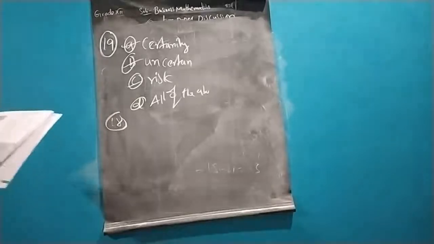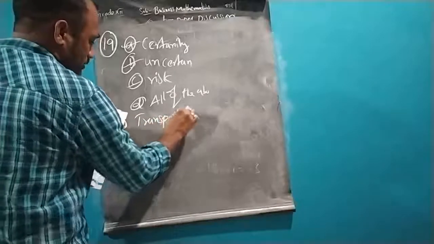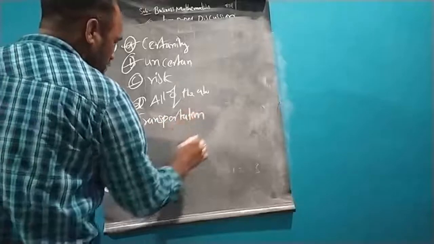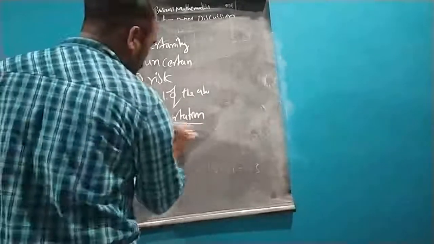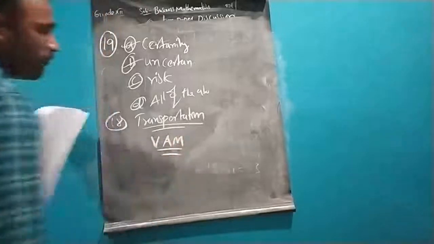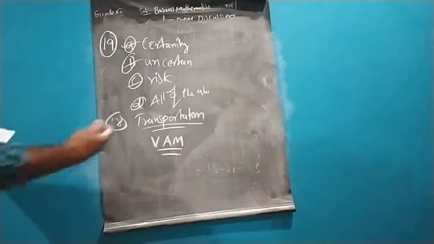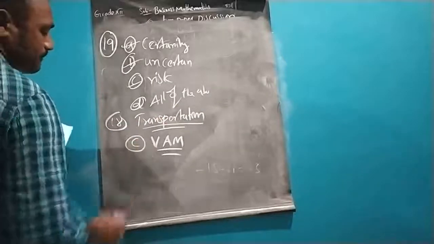Next, the 18th question here. Solution for transportation problem. We have done transportation problem questions. So the question is which transportation problem method gives an answer nearer to the optimal solution. Which method will be nearer? Vogel's approximation method, VAM. Vogel's approximation method will be nearer to the optimal solution. So your option C will be correct.